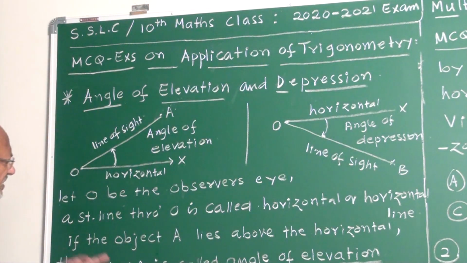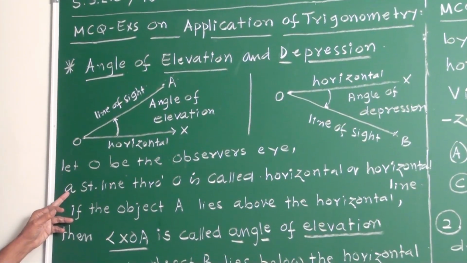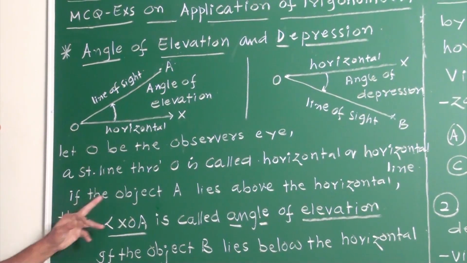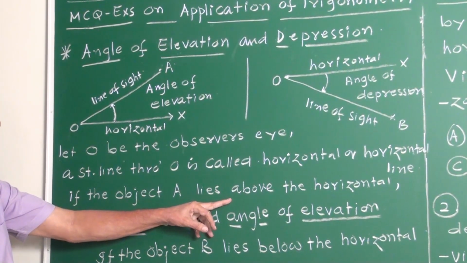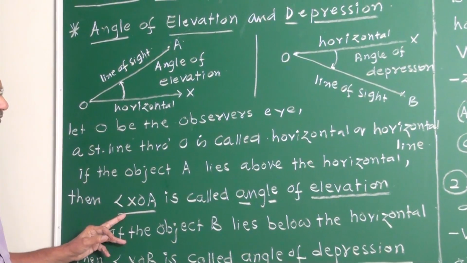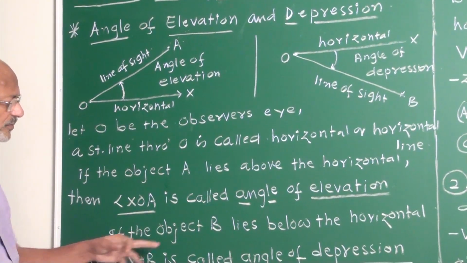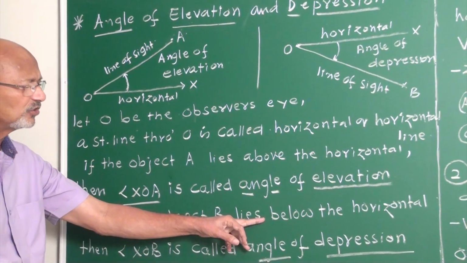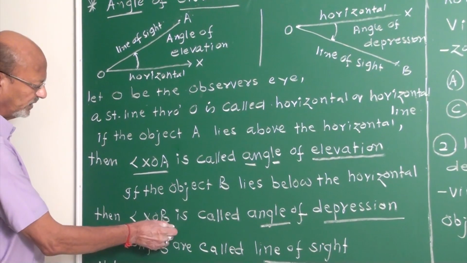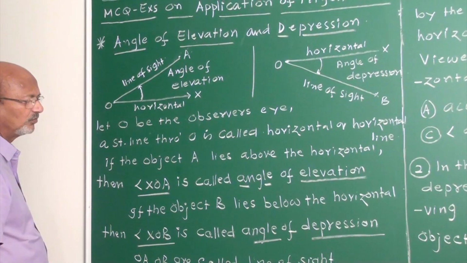The same thing I have written here. Let O be the observer's eye. A straight line through O is called the horizontal line. If the object A lies above the horizontal, then the angle XOA is called angle of elevation. If the object B lies below the horizontal, then the angle XOB is called angle of depression.